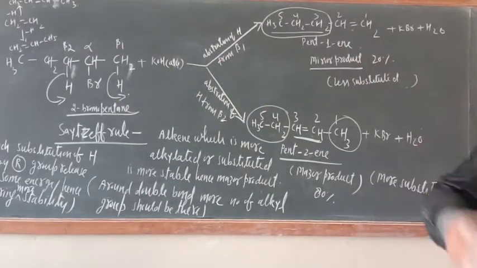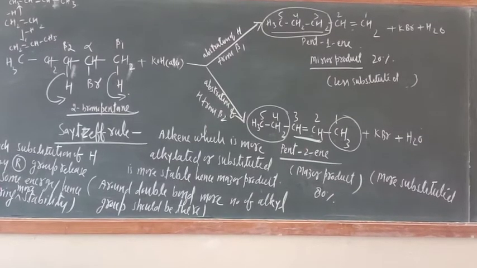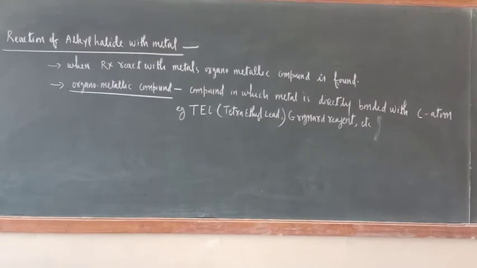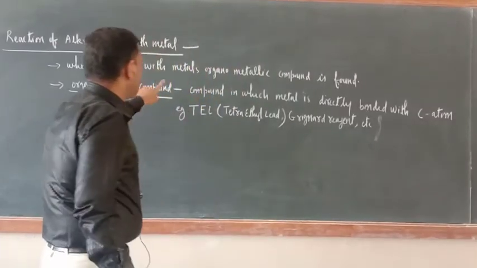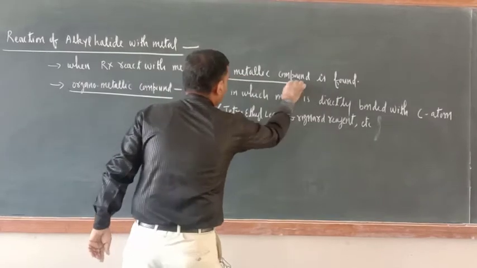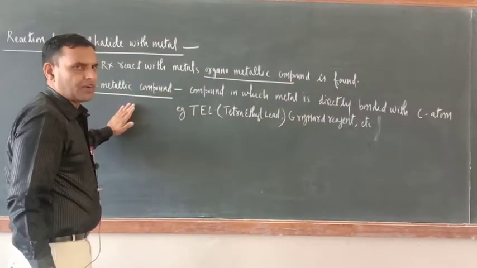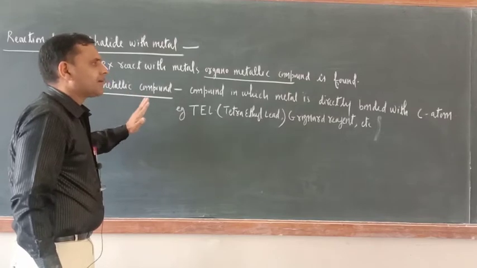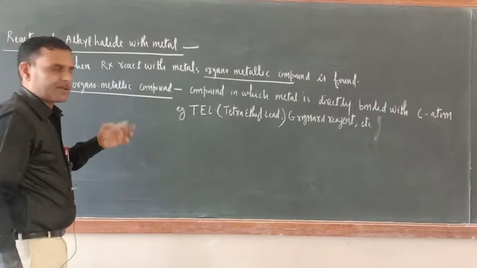Next one is reaction of alkyl halide with metal. When alkyl halide reacts with metals, an organometallic compound is formed. What are organometallic compounds? Organometallic compounds are those compounds in which metal is directly bonded with a carbon atom.